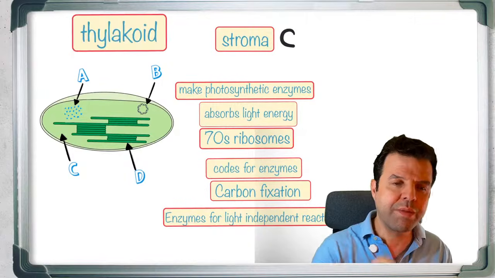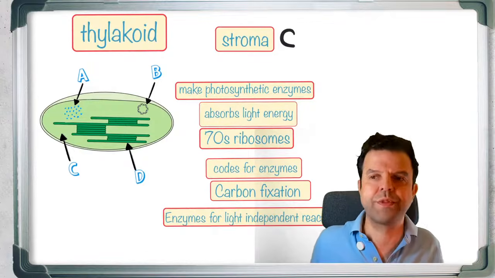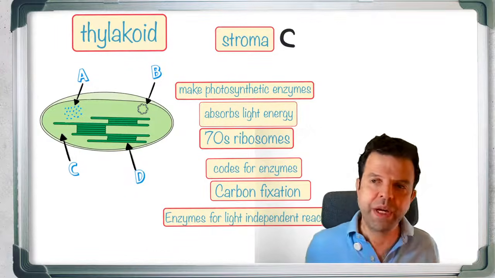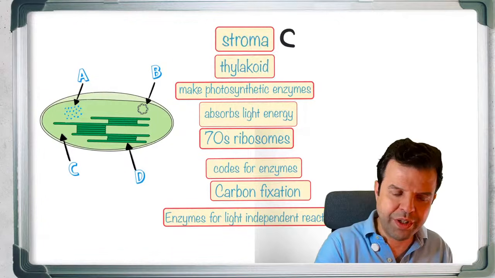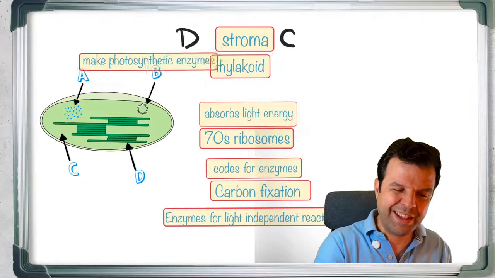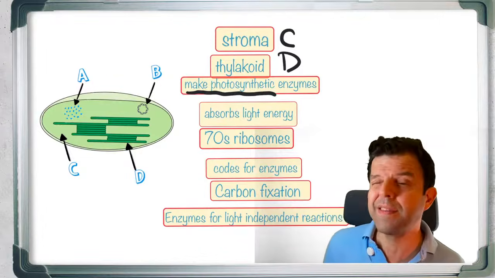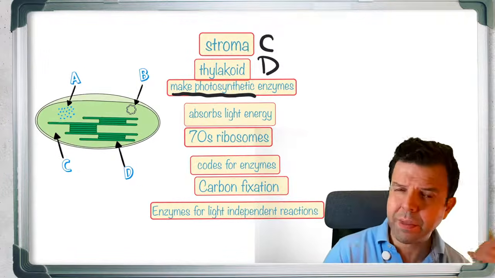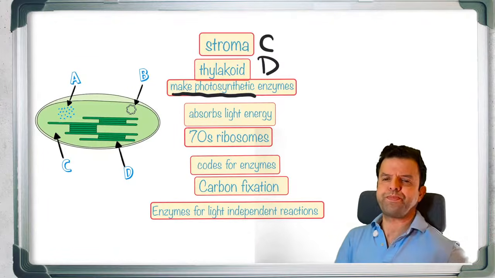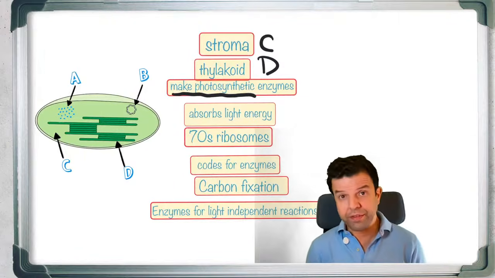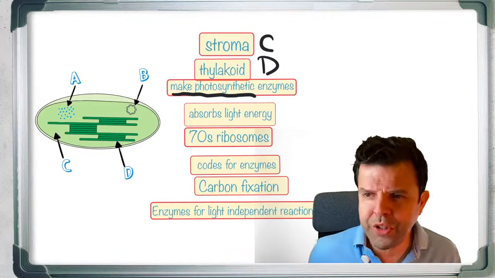Which one is pointing at the thylakoid? So which label is pointing at thylakoid? That's right. Go. It's D. Next says makes photosynthetic enzymes. This is not direct, but I want you to think about it. Enzymes are like what? Enzymes are like proteins. Agreed? So in other words, where are proteins made? Easy, right?